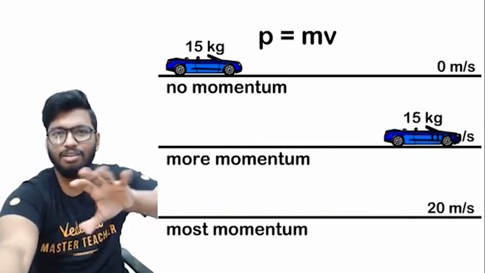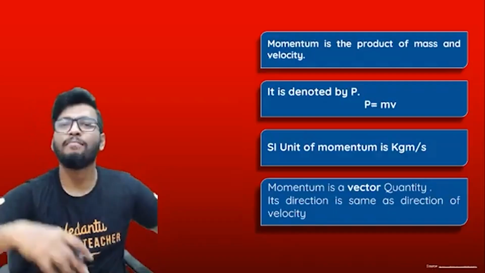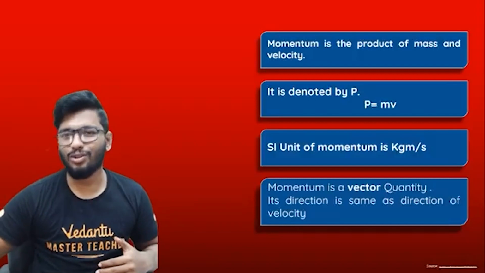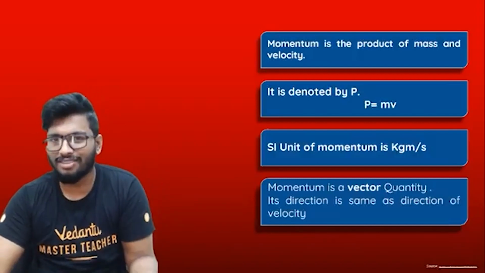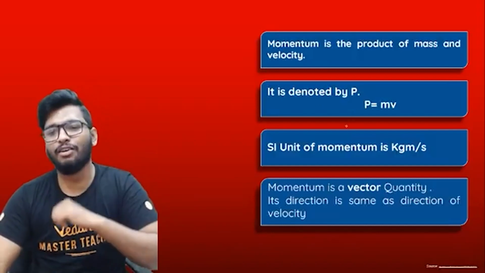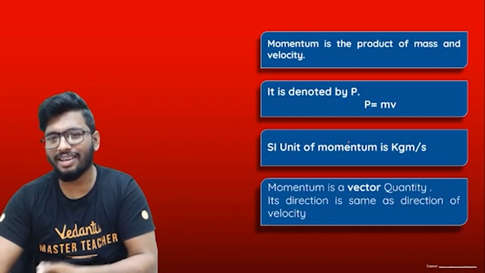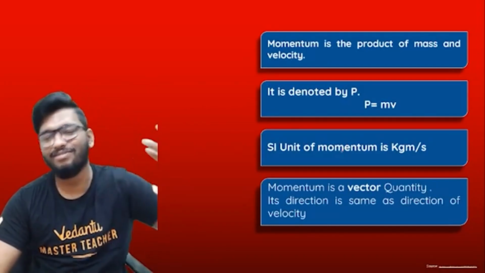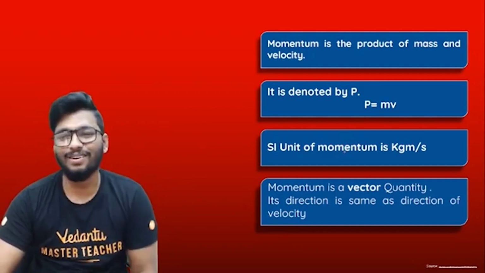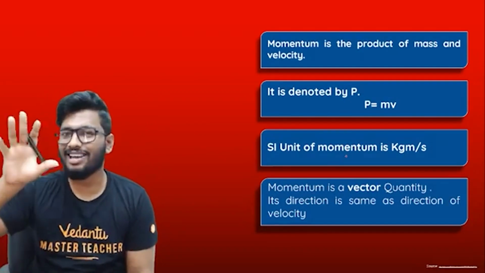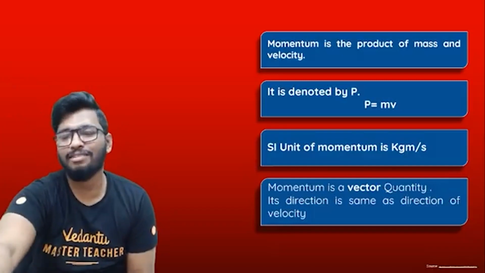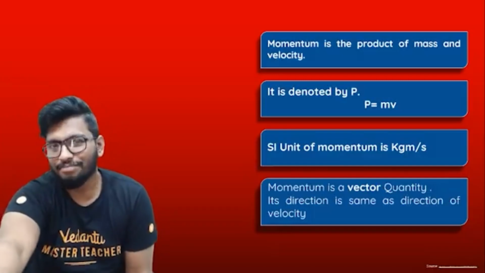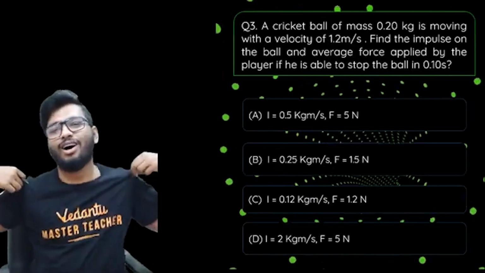And in all the three cases, the mass is the same, so we do not worry about the mass. But because the velocity is changing, the momentum is also changing. So momentum is nothing but the product of mass and velocity, denoted by the letter P. P is equal to m into v. SI unit of momentum is kg meter per second, and momentum is a vector quantity because velocity is a vector quantity. So whichever is the direction of the velocity, momentum would also be in the same exact direction. Right? Moving on, guys, let's solve another question.